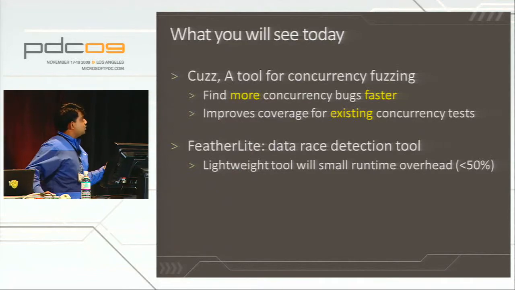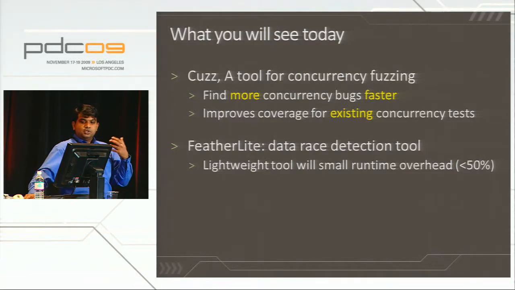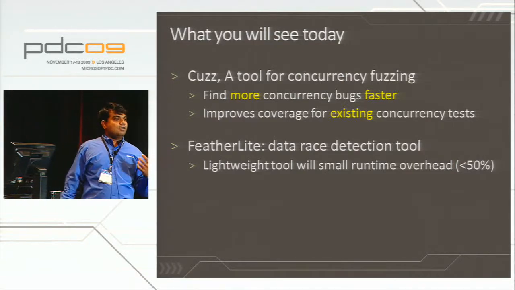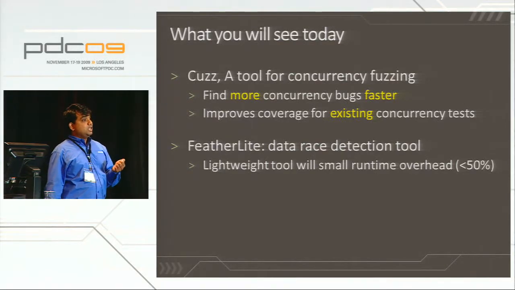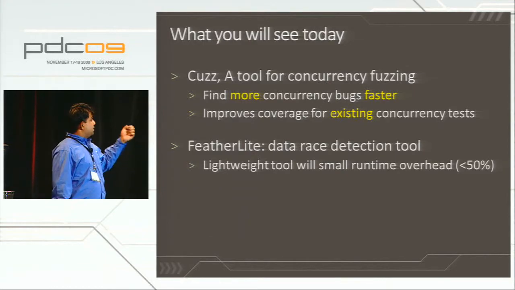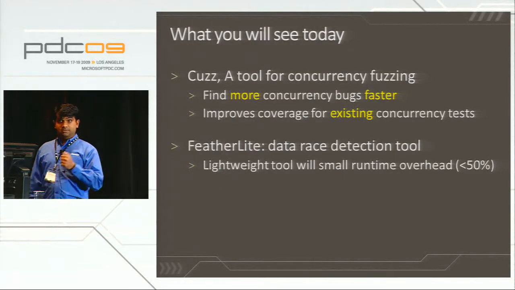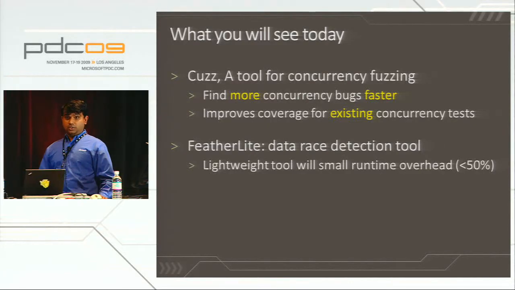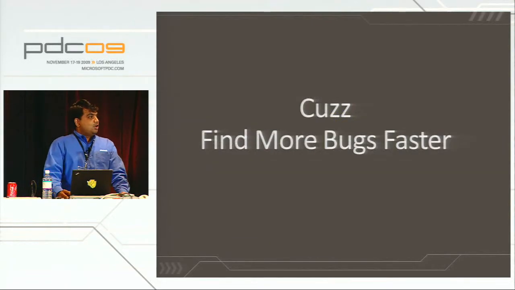The second tool is called Featherlight. It's a data race detection tool. Current tools for detecting data races add a lot of runtime overhead, and this tool is very lightweight. The worst case overhead that we have had in practice is less than 50%. What this means is you can actually have it on when you're doing your stress and functional testing. So first, let me talk about Cuzz.